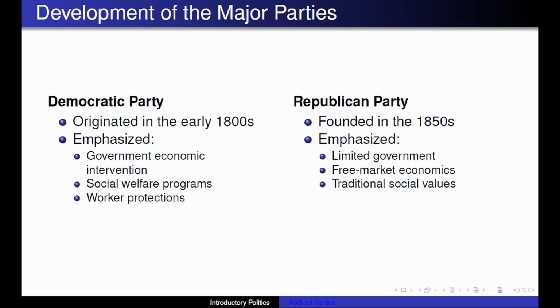FDR's New Deal coalition brought together labor unions and urban voters, a number of racial and ethnic minorities, and many Southern voters under a policy platform that emphasized government intervention in the economy, social welfare programs, and various protections for workers. For the Republican Party, the party was founded in the 1850s, largely as an anti-slavery party, and was the party of Abraham Lincoln. In the 20th century, however, the party gradually became more associated with the ideas of limited government, free market economics, and a stronger emphasis on traditional social values.